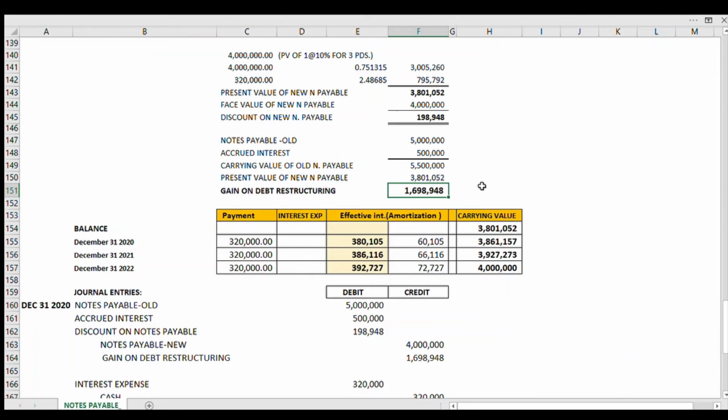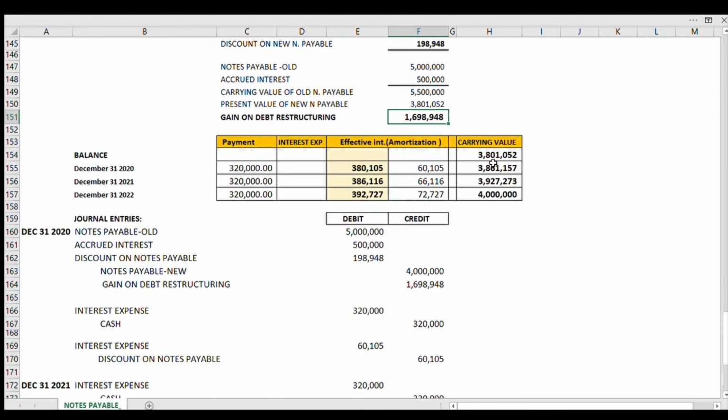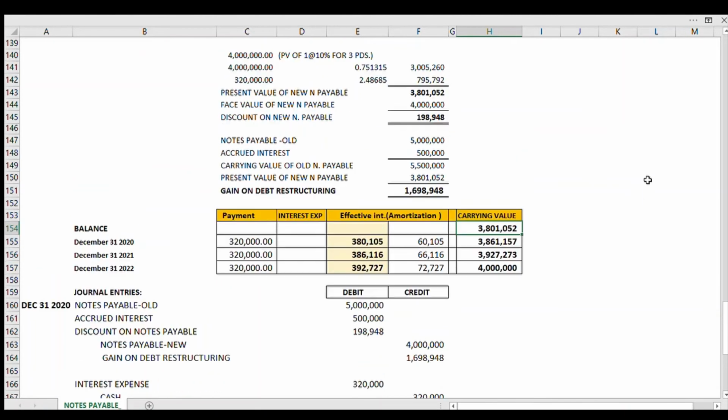So, meron siyang gain on the restructuring, ano. So, nakatipid siya, that means to say. So, ang ating amortization table goes like this. The present value of the new notes payable, no, 3,801,052. That is on the time of the restructuring, ano. So, i-amortize natin ito.